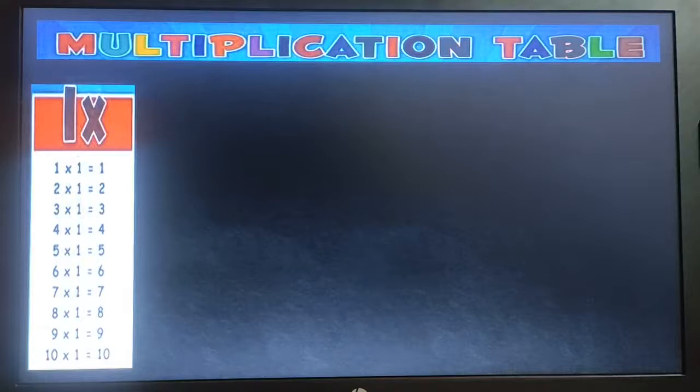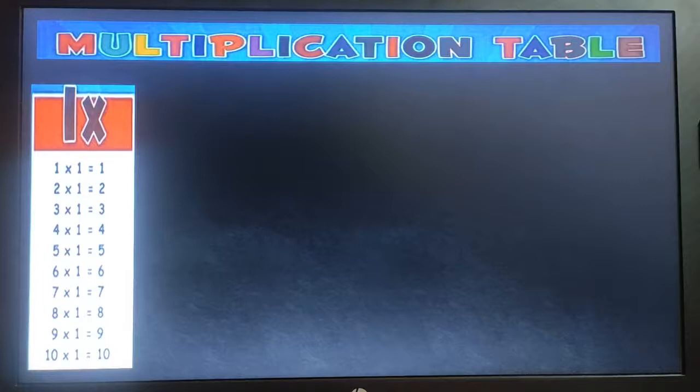1 into 1 is equals to 1. 2 into 1 is equals to 2. 3 into 1 is equals to 3. 4 into 1 is equals to 4. 5 into 1 is equals to 5. 6 into 1 is equals to 6. 7 into 1 is equals to 7. 8 into 1 is equals to 8. 9 into 1 is equals to 9. 10 into 1 is equals to 10.